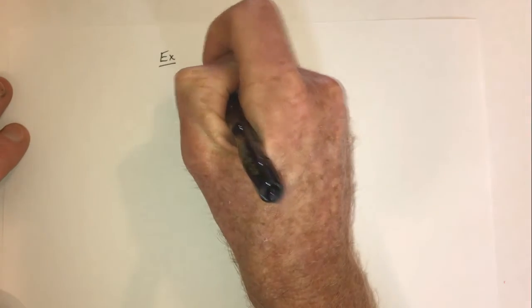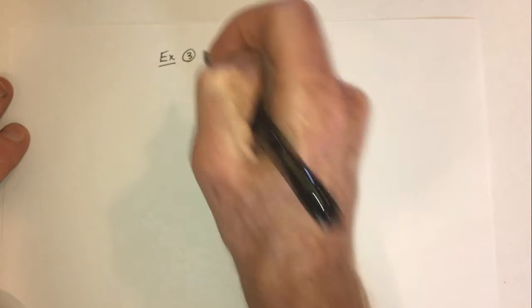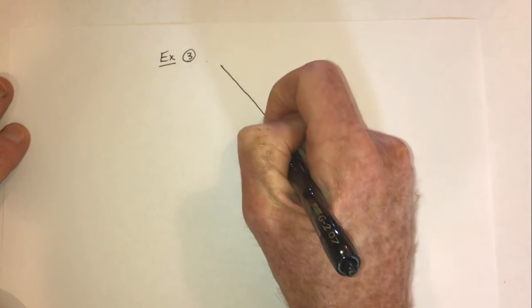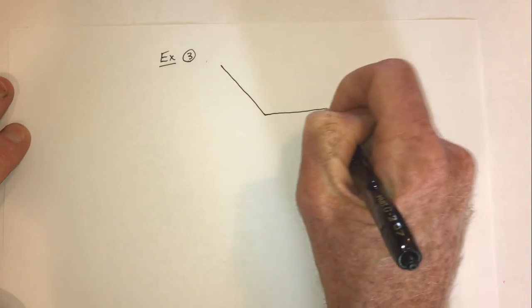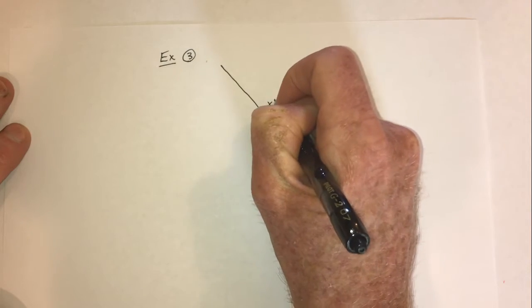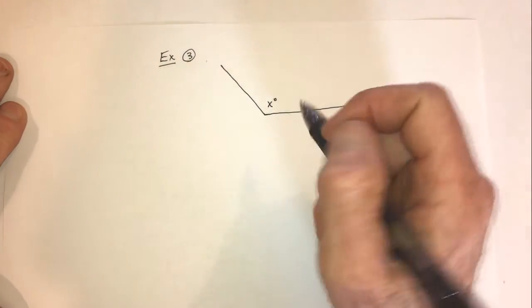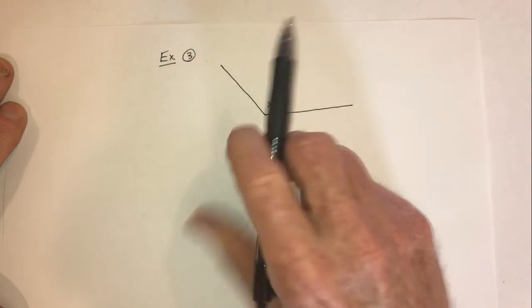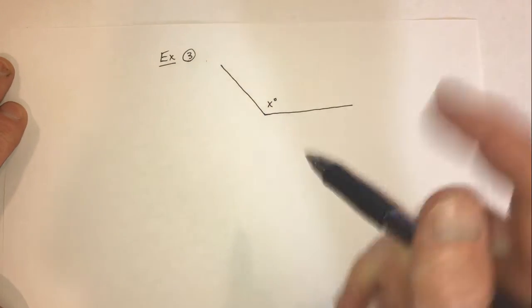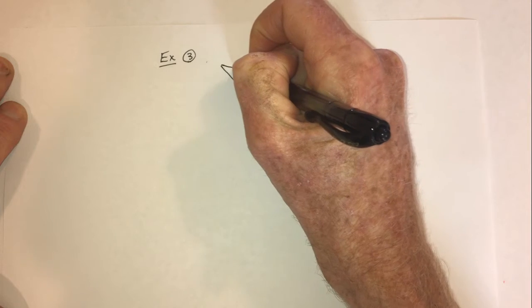Then for example number 3. So suppose that this bottom angle right here is what we're looking for, x degrees. So that is a pretty big angle. So this would be 90. That would be more like 120, just as an approximation.